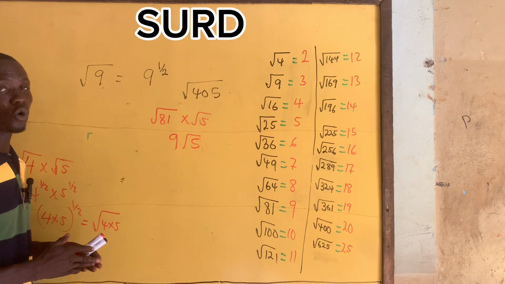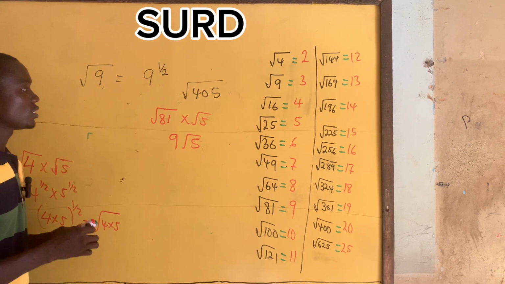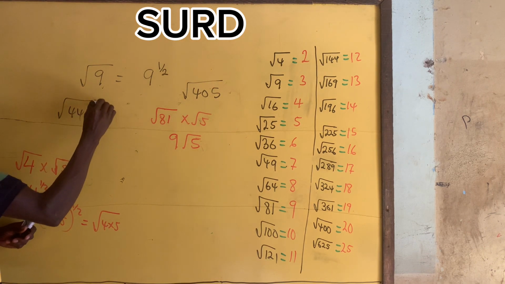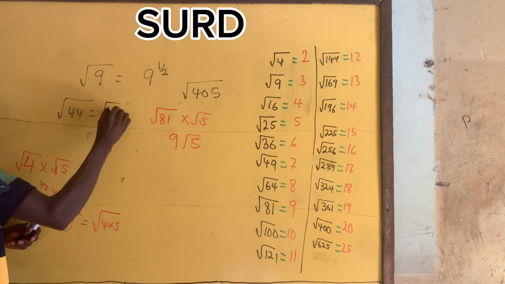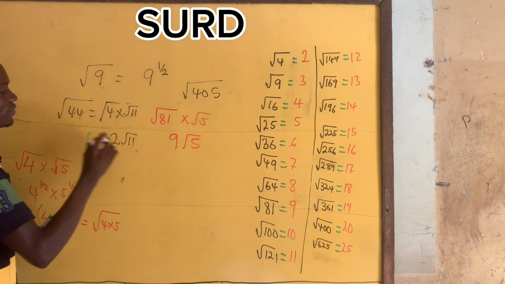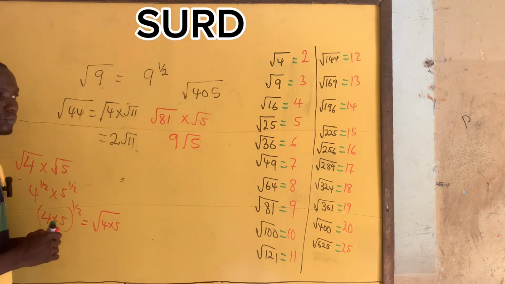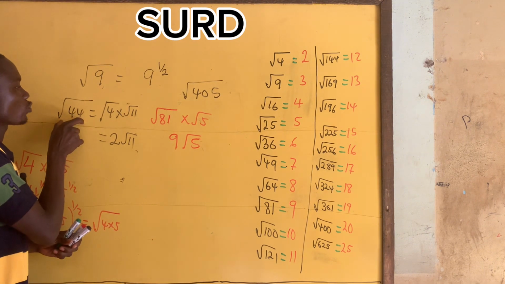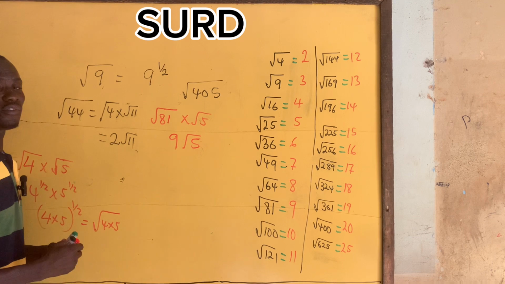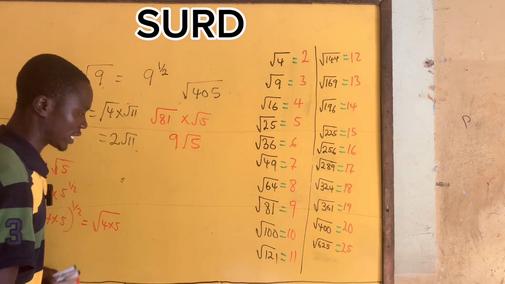I can use 4 times 11, which is 44. So if I take square root of 44, this is square root of 4 times square root of 11, which gives me 2 root 11 in a very simple way. But if you're using a calculator and you type square root of 44, it will give you 2 root 11. But what about if you're not using a calculator? Now let's check this one.